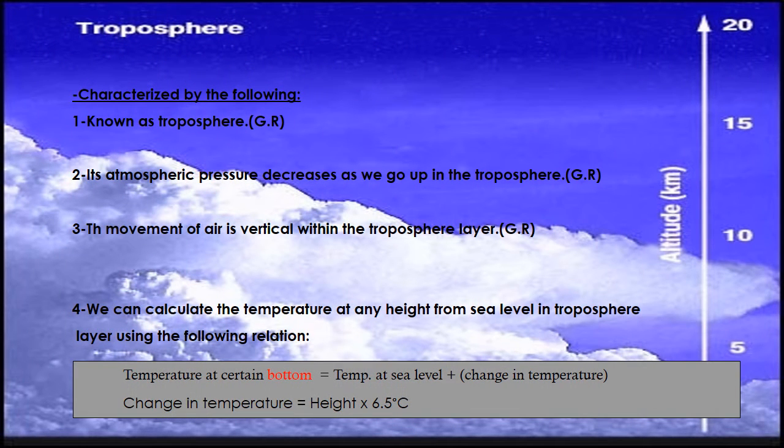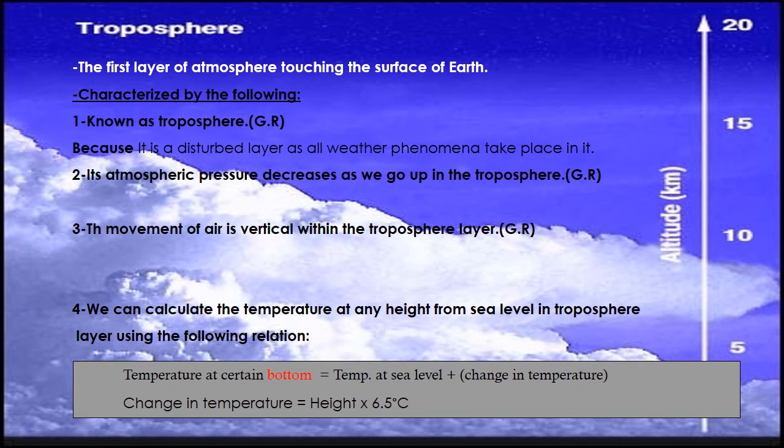Number 1, let's talk about the troposphere. The troposphere is the first layer in the atmospheric envelope, touching the surface of Earth. It is characterized by the following. Number 1, it is known as the troposphere because it is a disturbed layer and has all weather phenomena, rainy and sunny and so on.